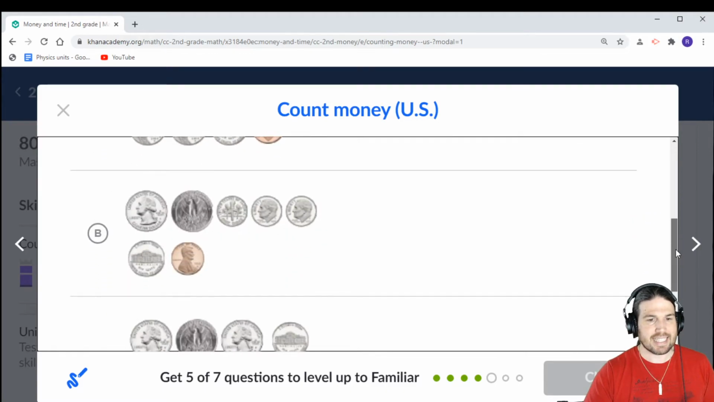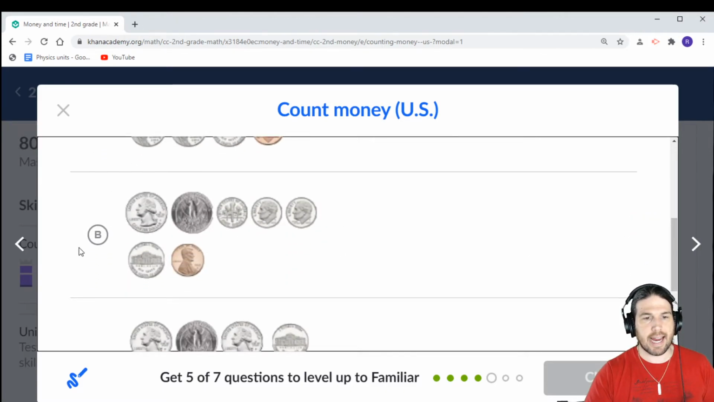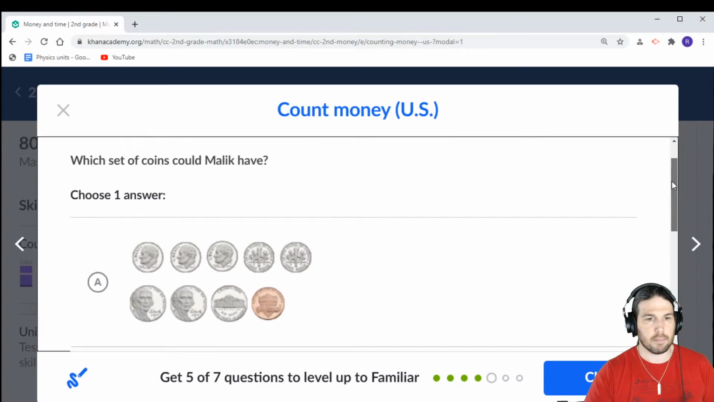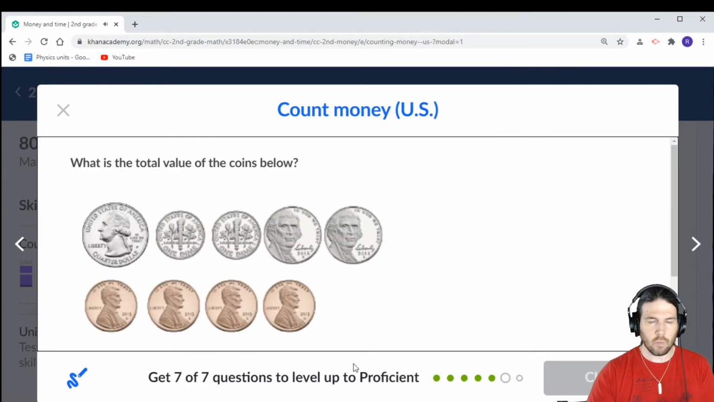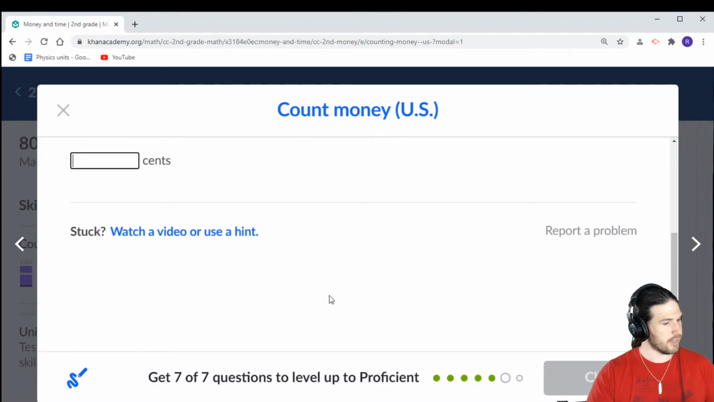So this is 86 cents, so that's 50 cents, 86, I believe it's B. And it is one answer, so here we go. What is the total value of the coins below? So we're starting at 25, 35, 45, 50, now we're counting by 5s, 55, 56, 57, 58, 59. I see 59 cents.